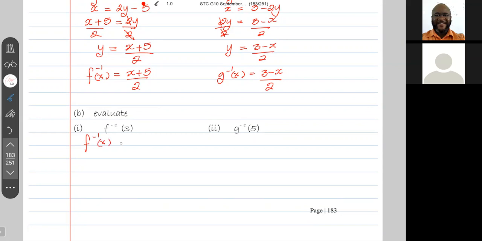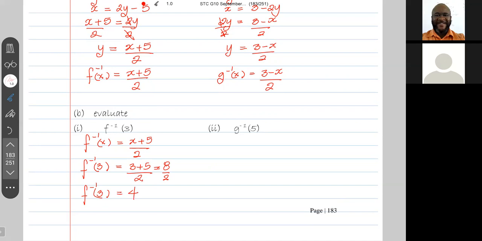So if my starting point is f inverse of x is equal to x plus 5 over 2, and someone says to me, find f inverse of 3, all I'm going to do is in f inverse of x, wherever I see x, I'm going to take out x and put 3. So this is going to be 3 plus 5 over 2. This is 8 over 2. So f inverse of 3 is equal to 4. Guys, I just found f inverse of 3.